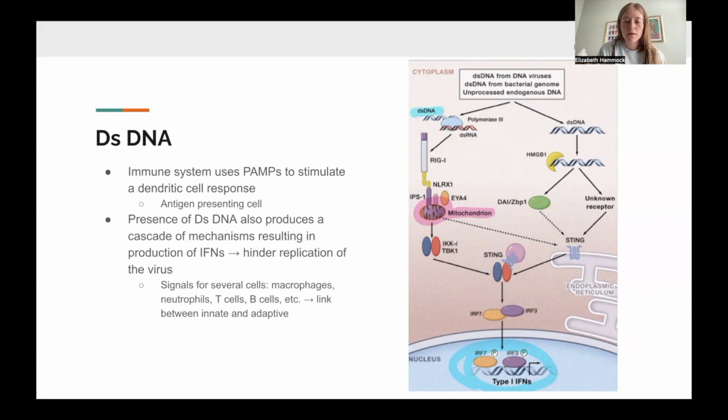So not only that, but IFNs are important as they are kind of the link between the innate and the adaptive immune system, as they signal for several cells such as macrophages, neutrophils, T cells, and B cells, as well as some others. That is the main function or importance of these IFNs, is that they are the link between the innate and the adaptive immune system, or one of them.